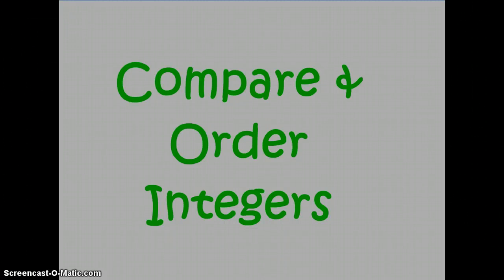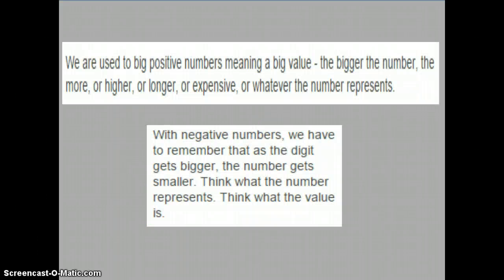In this video, we are going to cover comparing and ordering integers. So when we're talking about positive numbers, positive integers, we think big value. The bigger the number, the more we have, the higher it is, the longer, the more expensive, whatever the number represents. But when we're looking at negative numbers, negative integers, we have to remember that as the digit gets bigger, the number is actually getting smaller. So we've got to think about what that number represents and think about what that value is.